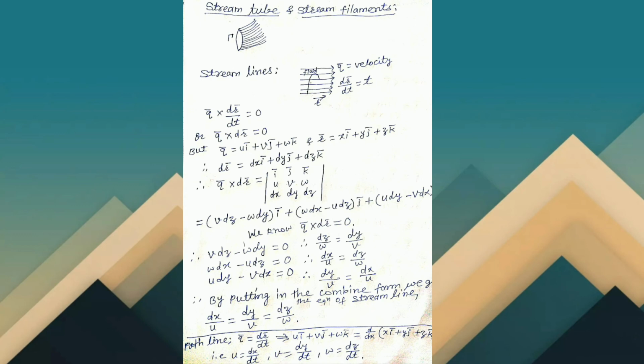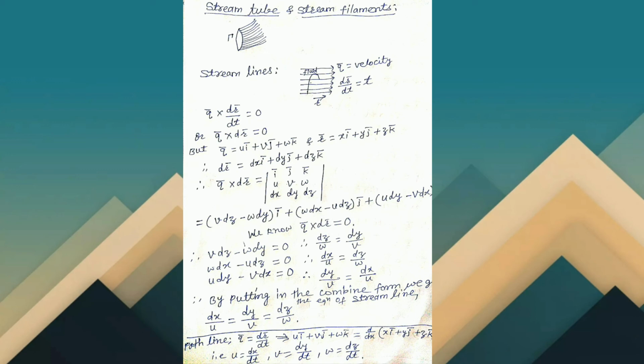Another definition is stream filaments. Now what is a stream filament? A tube of flow of infinitesimal cross section is called a stream filament. Now we will see the streamlines.